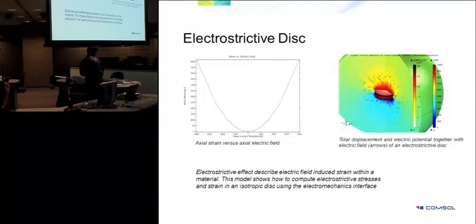This other example model, also taken from the model library, is of electrostriction. This is another one where you can study the effect of the electrical field on the strain or the mechanical aspect of a material. This electrostriction generally occurs in all dielectrics. It's different from the piezoelectric effect. Electrostriction is a quadratic effect. Piezoelectric effect is a linear effect.